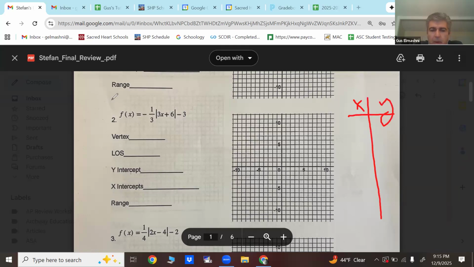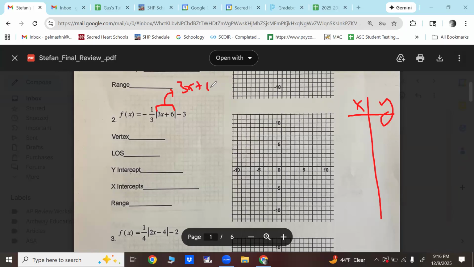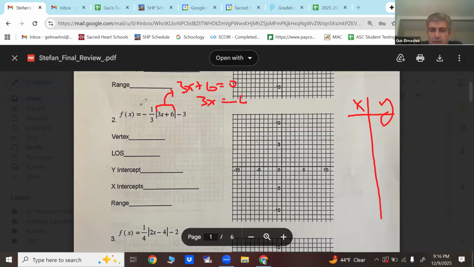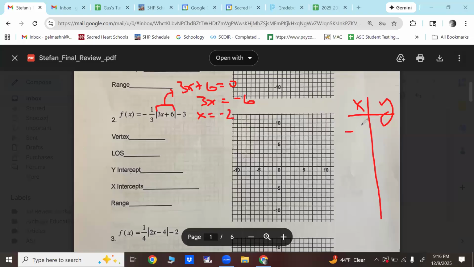Now, before we get too carried away with choosing the x values, usually it's a good idea to see what makes that 0 on the inside and just pick numbers above and below it. If I do that, 3x would equal -6. X would equal -2. So we probably should choose numbers above and below it.